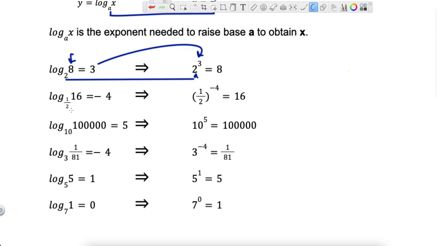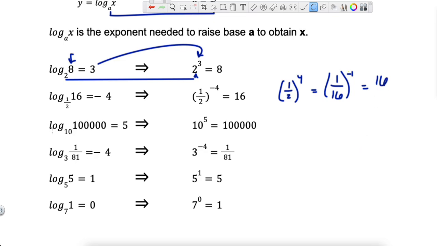Okay, so log base 1/2 of 16 equals -4. So -4 is going to be the exponent, 1/2 is the base, and what that equals is 16. So here we see 1/2 raised to the -4 is 16. Remember, 1/2 to the 4th would be 1 over 16. But the negative here makes the number the reciprocal.